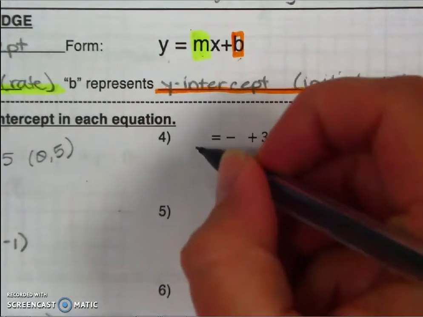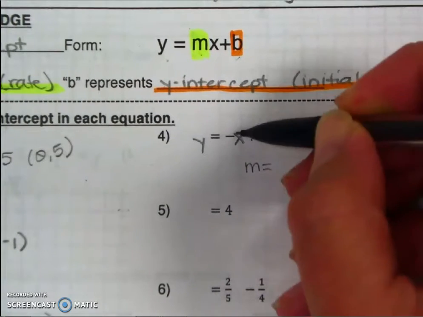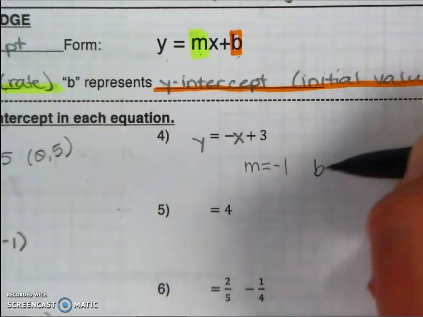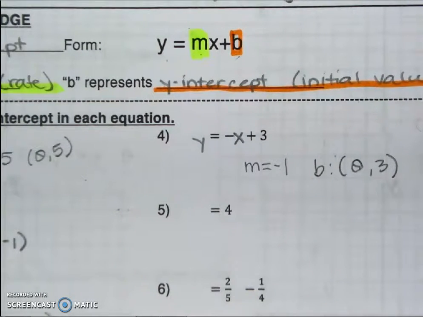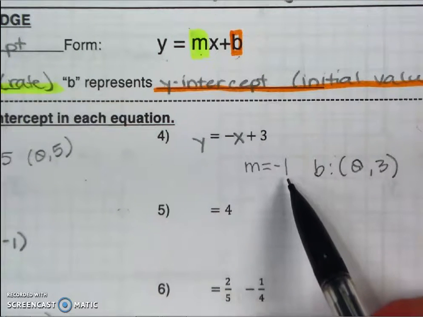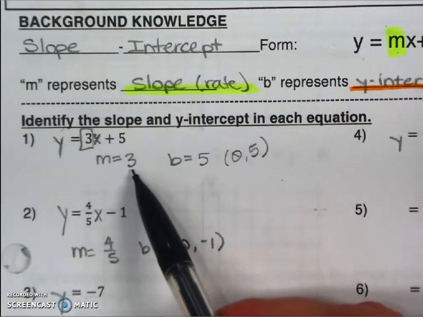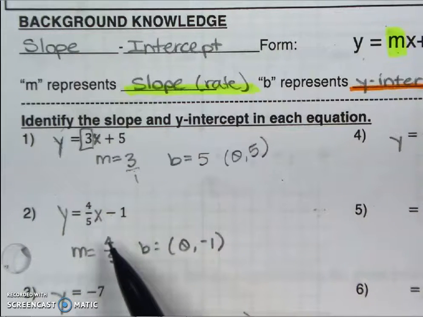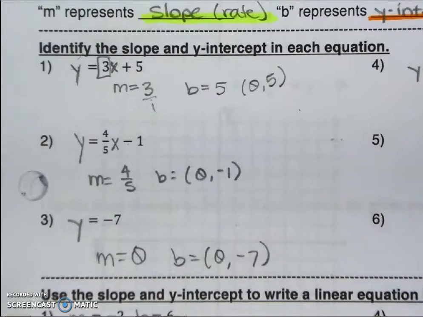Let's look at number 4. Number 4 should say y equals -x plus 3. The slope is in front of the x. What number's in front? Oh, that's a -1. The slope is -1. The y-intercept is (0, 3). And that's it. So this slope tells me that this would go down 1, right 1, down 1, right 1, down 1, right 1. This slope tells me it would go up 3, right 1, up 3, right 1, because remember, all whole numbers are over 1. This slope tells me it would go up 4 over 5, up 4 over 5, up 4 over 5. This slope tells me, remember, it's that horizontal line straight across through 7.